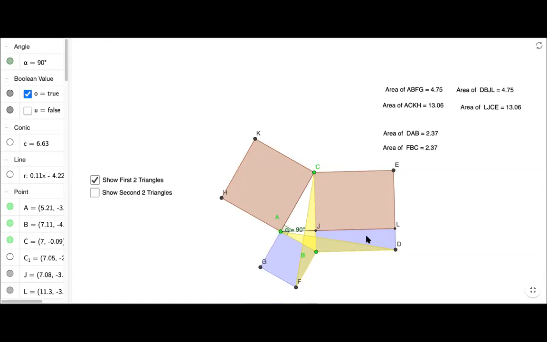So the plan is, if I can somehow use geometry to prove that the 2 yellow triangles have the same area, and since each one respectively is half the area of either the square or the rectangle, then that would also prove that the blue square has the same area as this blue rectangle.